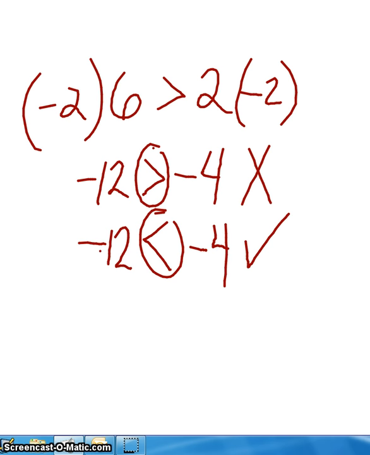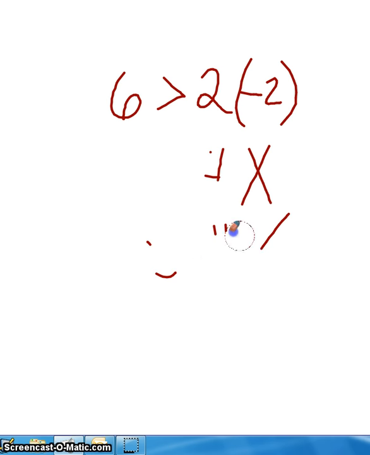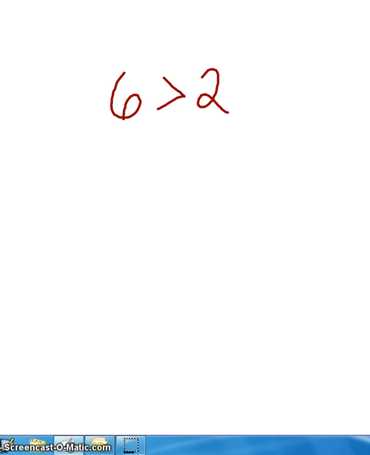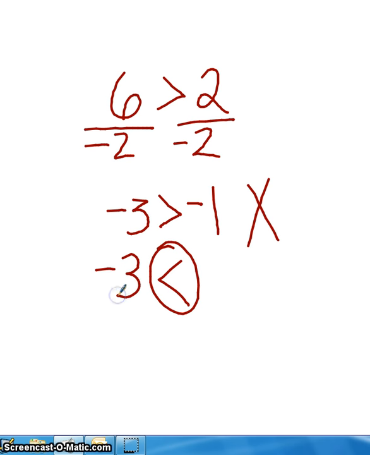Okay, let's try this. What if I took both numbers and divided by negative 2? Then I get negative 3 is greater than negative 1. Is that a true statement? No. So again, what would I need to do to make it a true statement? I would have to flip my inequality and say that negative 3 is less than negative 1, and yes, that's a true statement.